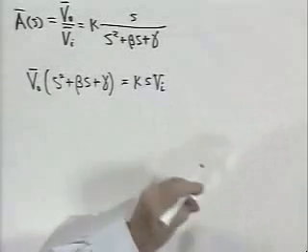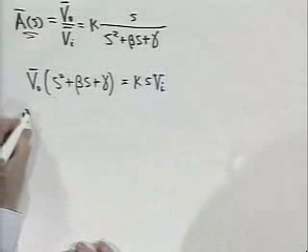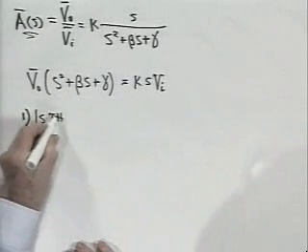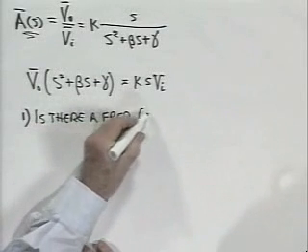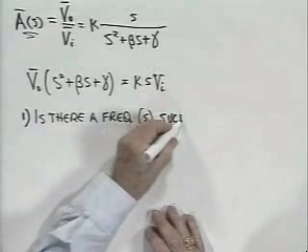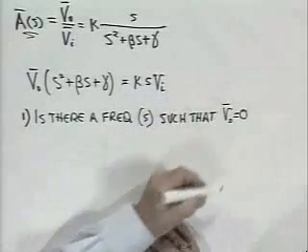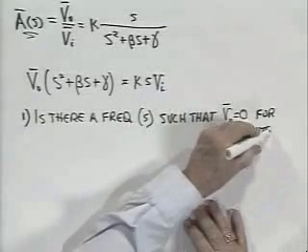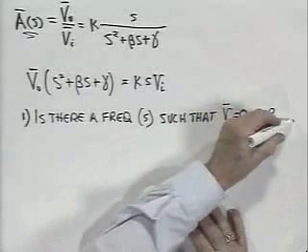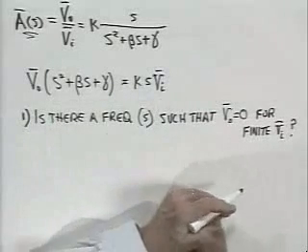Now, what can we say about the behavior of this voltage transfer ratio by looking at this expression? First question we might ask is, is there a frequency, that is some value of s, such that v sub O bar equals 0 for finite, that is non-zero, v sub I bar? Is there some value of s such that I can have an input represented by its complex amplitude v sub I, but the circuit produces no output?